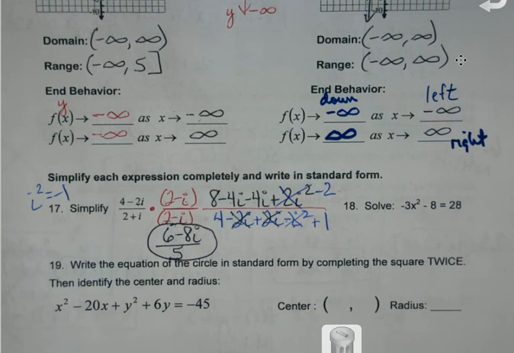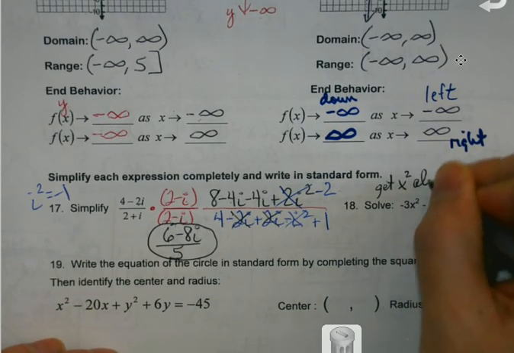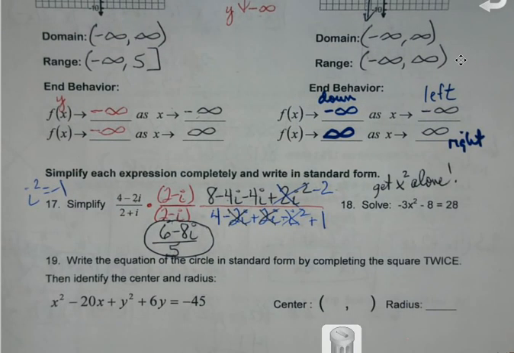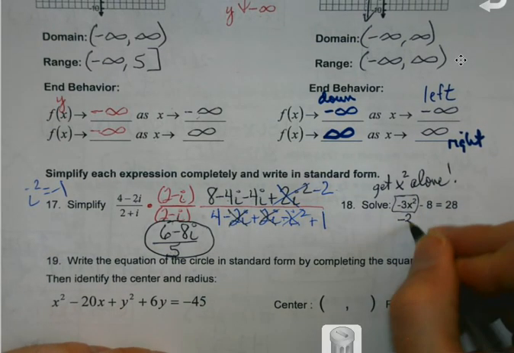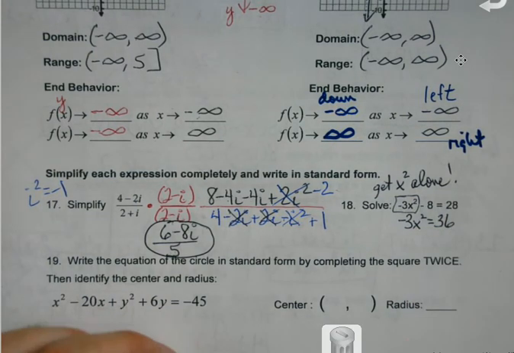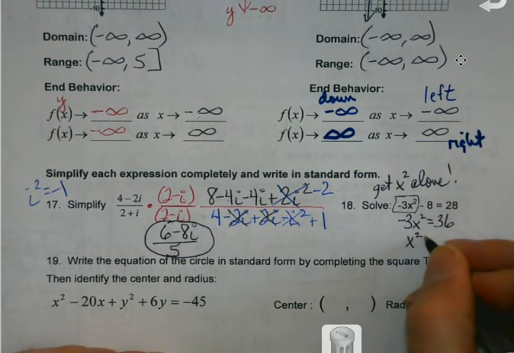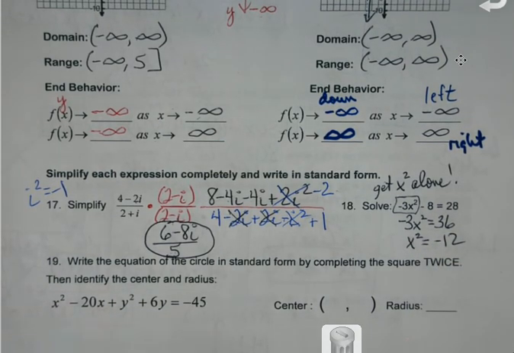Solving with square roots. Get x squared alone before you square root anything. So in this case, add the 8 over. So it would be 3x squared equals 36. Do I square root yet? No. Divide. Divide by negative 3. Oh, negative. You know it's coming. Negative 12. You know it's coming.